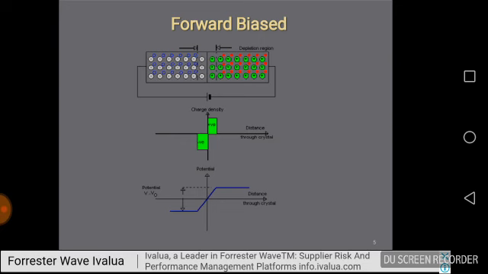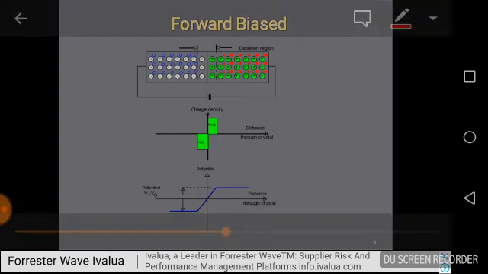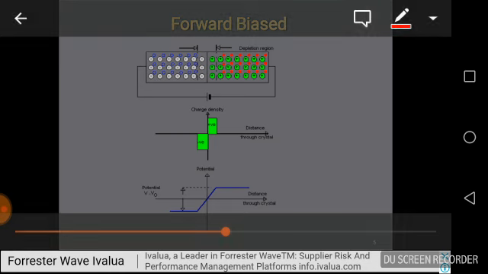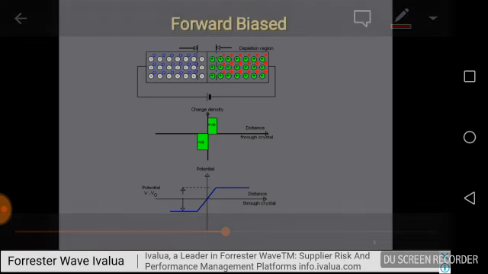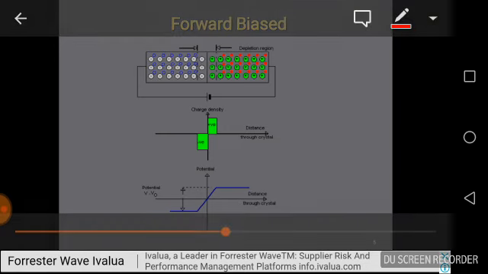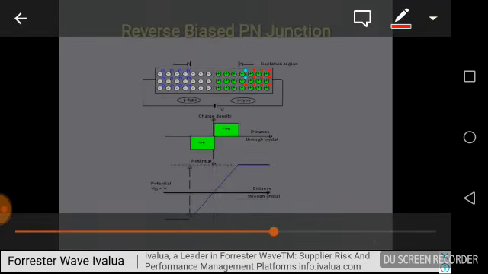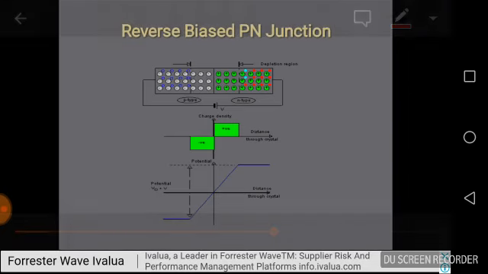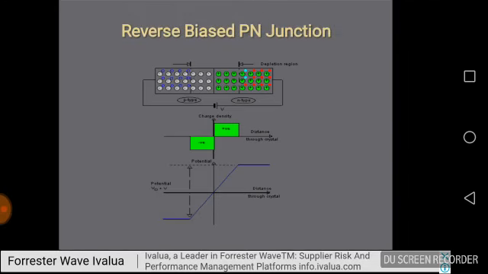In this figure you should get a clear idea about the reverse biased PN junction. I have connected the negative of the battery to the P type material and the positive of the battery to the N type material, right? So we have reversed the polarity when compared to the previous biasing type. We have connected negative of the battery to the P side and positive to the N side.